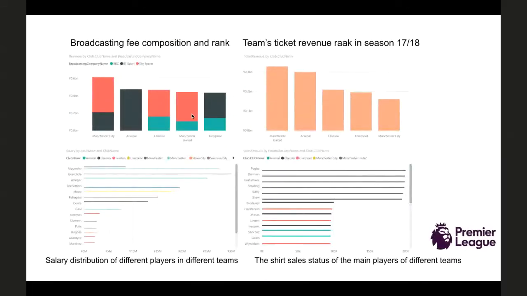The static column chart shows that Manchester City won the highest broadcast fee last season, and the other 4 teams are basically equal. The orange histogram shows the teams' ticket revenue last season, which indicates the popularity of Manchester United is the highest. The column chart shows the salary distribution of different players in different teams. Another clustered column chart shows the salary status of the main players of different teams. It is obvious that the shirts of Manchester United are more popular.